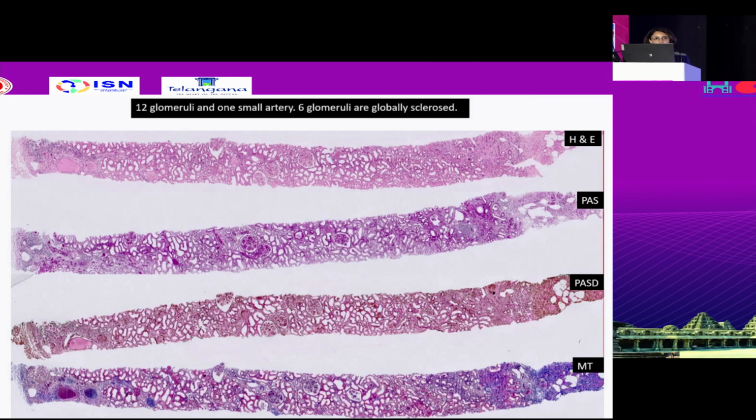So we received a core needle biopsy of a renal cortex, which had 12 glomeruli and 1 small artery. Among the 12 glomeruli, about 6 were globally sclerosed, which you can see in this picture. These are the different stained serial sections of H&E, PAS, silver, and MT.